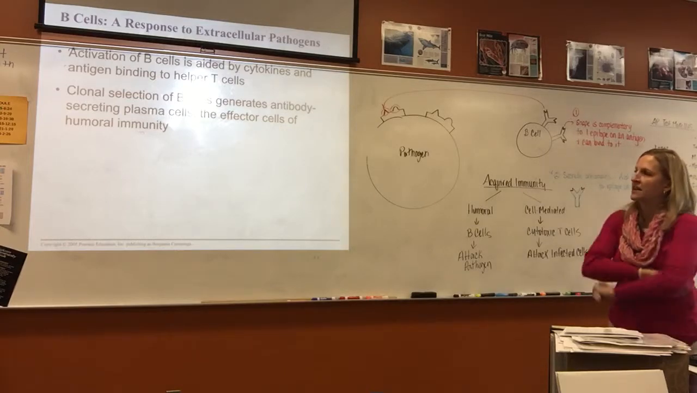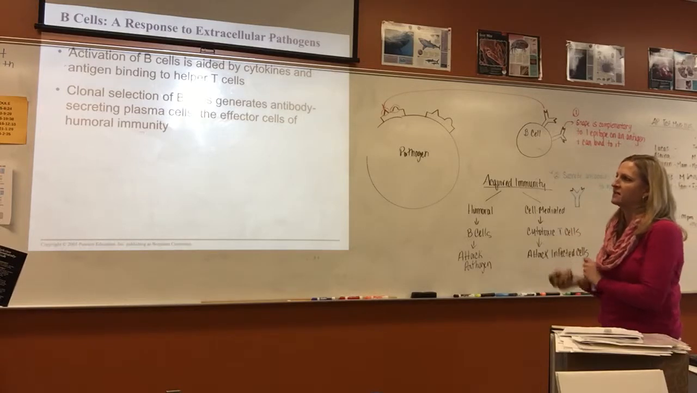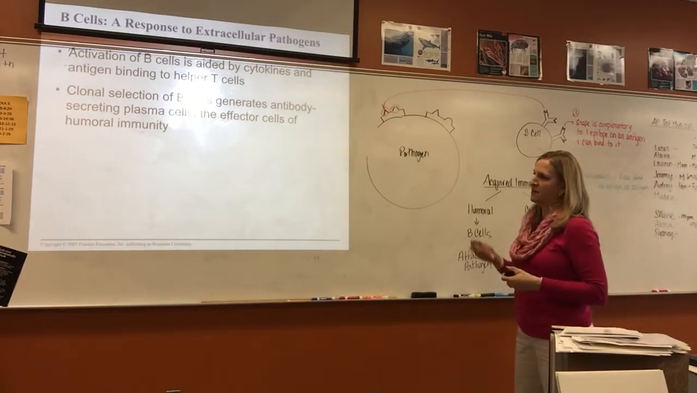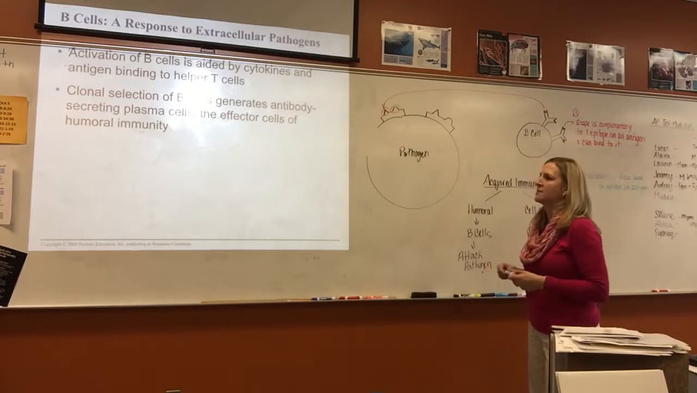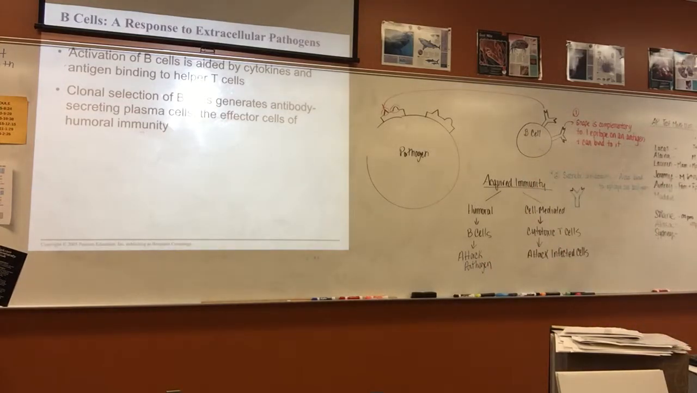Aided by cytokines and antigen binding to helper T cells, and then you go through clonal selection of B cells, which generates the plasma cells that secrete antibodies. This is a review. I'm just going to give you one more little piece of information with the B cells.